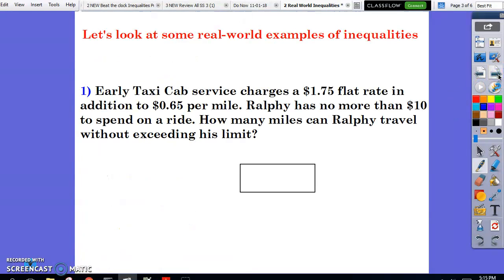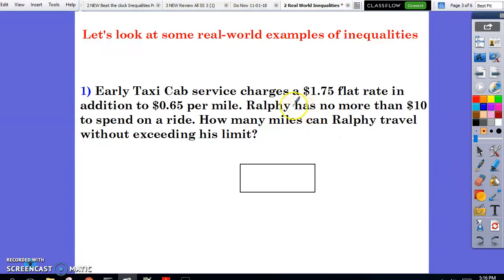Now let's look at how to handle some real-world inequalities. Number 1. Early taxicab service charges $1.75 flat rate, in addition to 65 cents per mile. Ralphie has no more than $10 to spend on a ride. How many miles can Ralphie travel without exceeding his limit? So we need to focus on this last question.